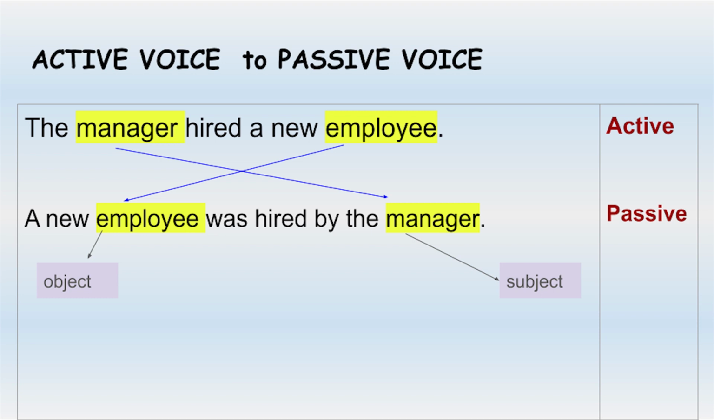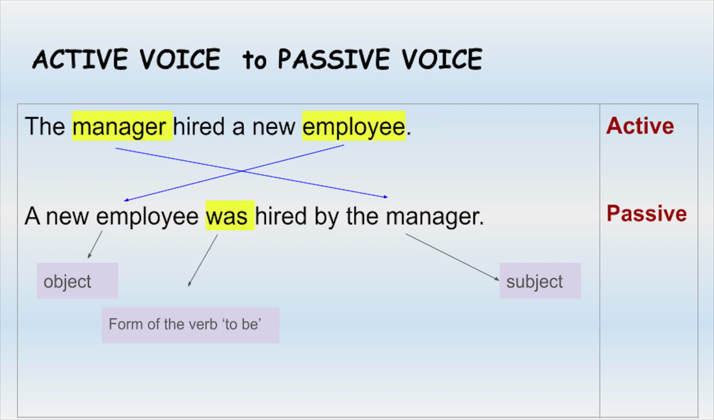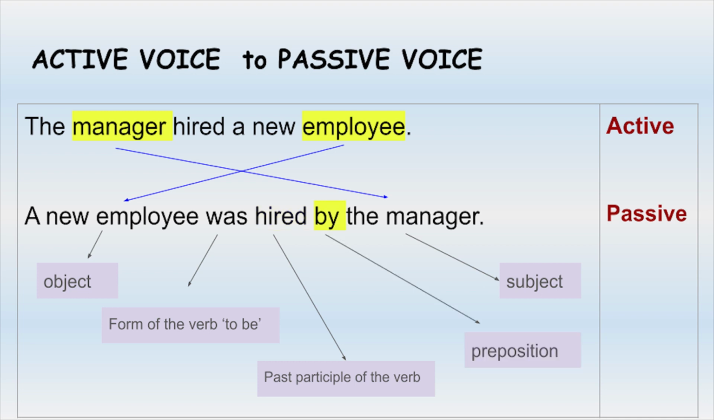Our sentence is now written: A new employee was hired by the manager. So we have the object employee followed by a form of the verb to be, which is was, followed by the past participle of the action verb hire, followed by the preposition by, followed by the subject.